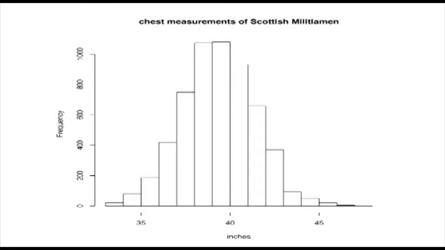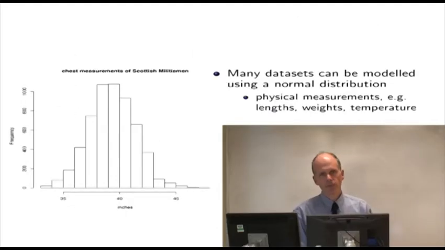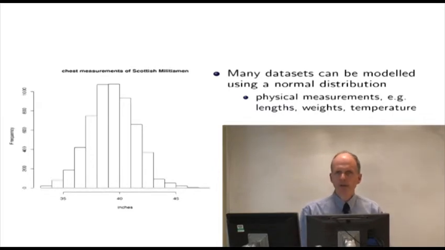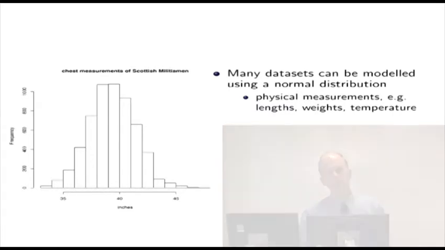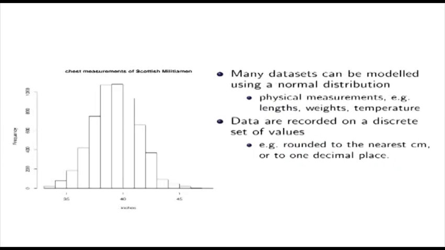In particular, those data sets which are based on physical measurements like length or height or weights or temperature or time, all these ones could have very precise measurements where you record them to lots of decimal places. And so we can think of those as being on a continuous scale. But of course, very often, the data is just recorded to a discrete set of points.